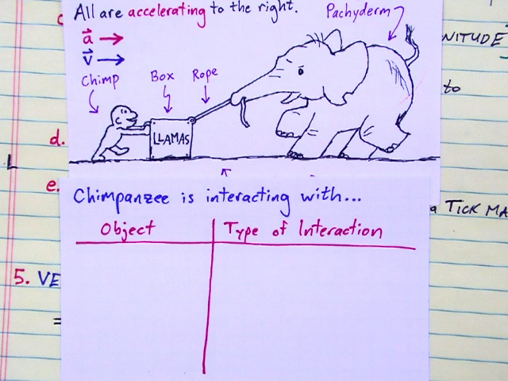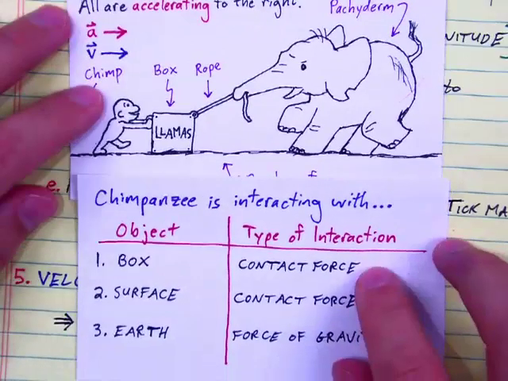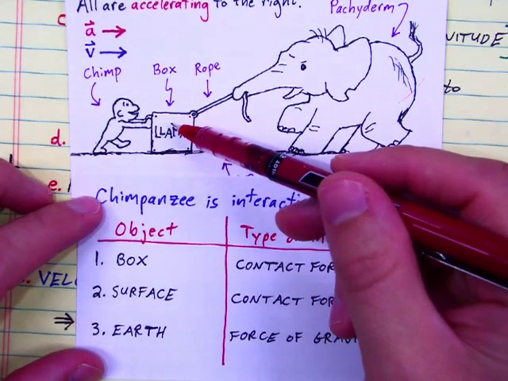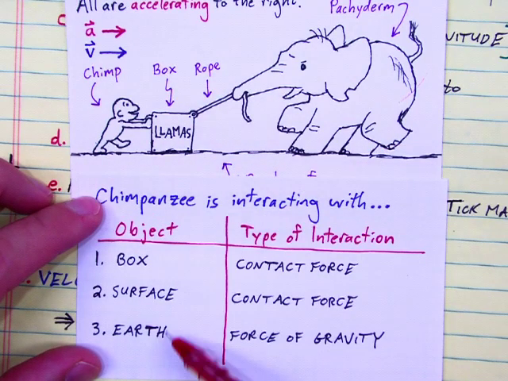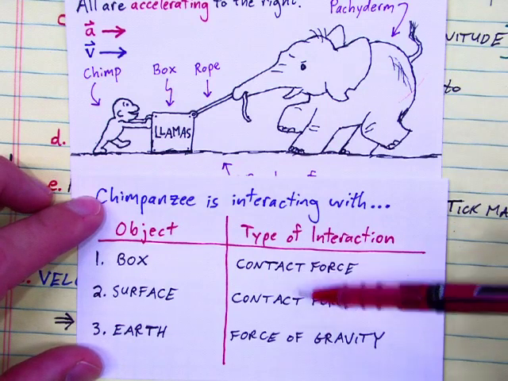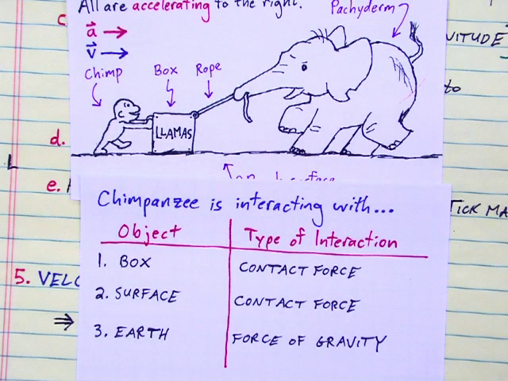Ready? Here's what I see. 3 interactions. The chimp is interacting with the box that it's pushing on, the surface that it's touching, and of course the whole planet Earth that's pulling down on our chimp right here. 2 contact forces and a force of gravity. Now use that to draw the free body diagram for the chimp. Pause the video, draw your FBD for the chimp.